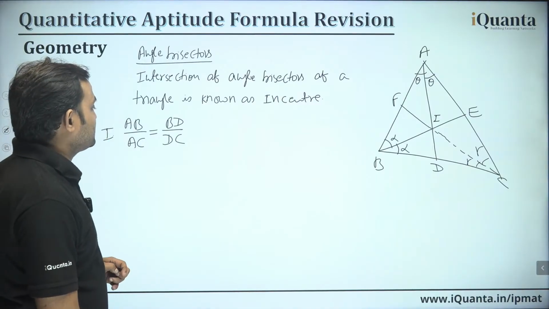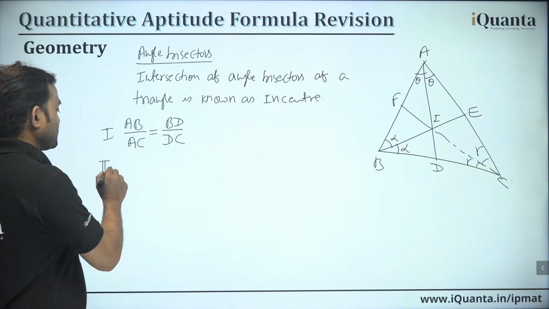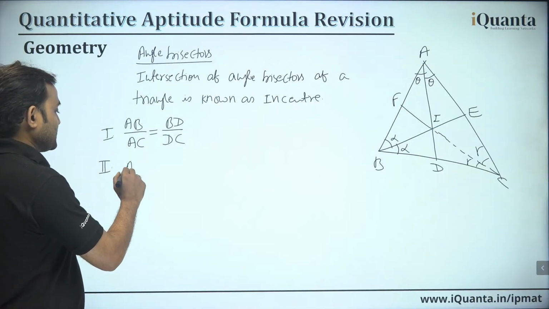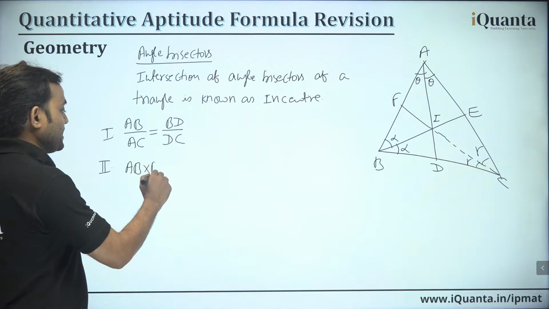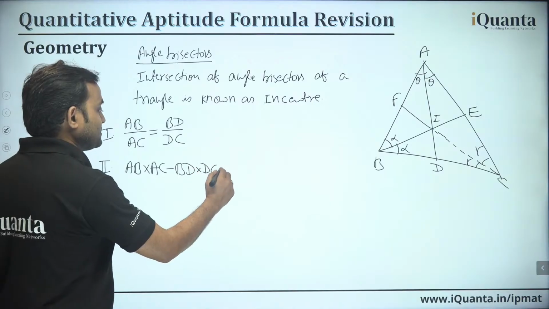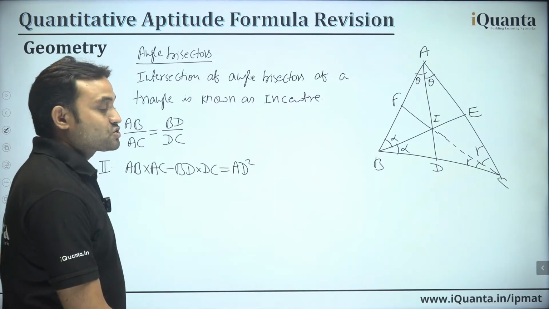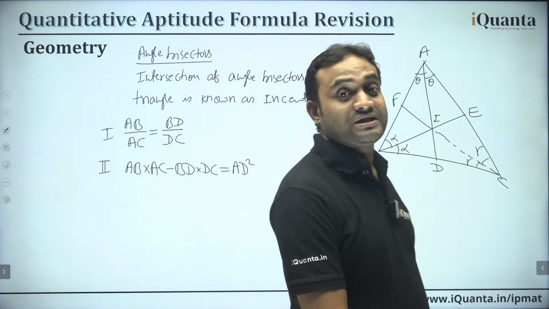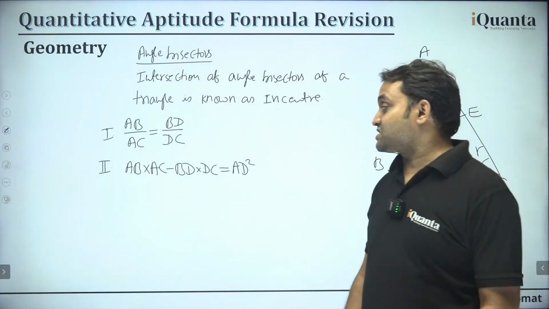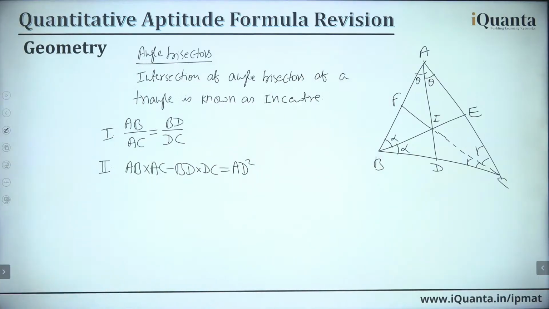AB upon AC will be equal to BD upon DC. Apart from that, you can also know this concept that AB into AC minus BD into DC will be equal to AD square. So these two are angle bisector theorems that you should know. You must know about the angle bisector theorem. These two angle bisector theorems are very important.